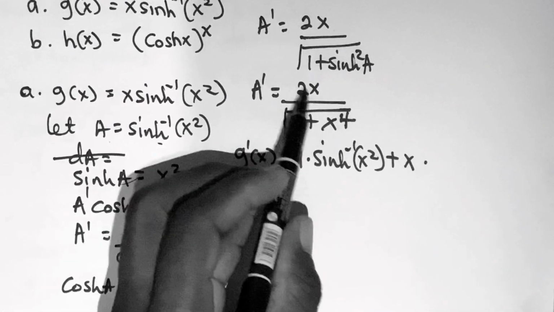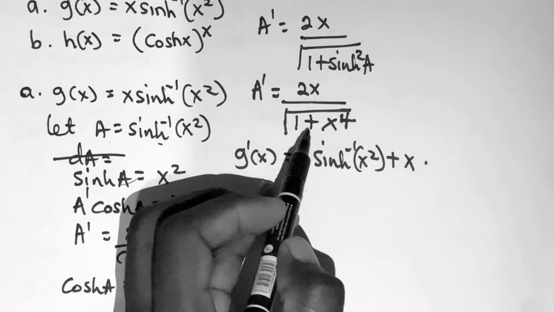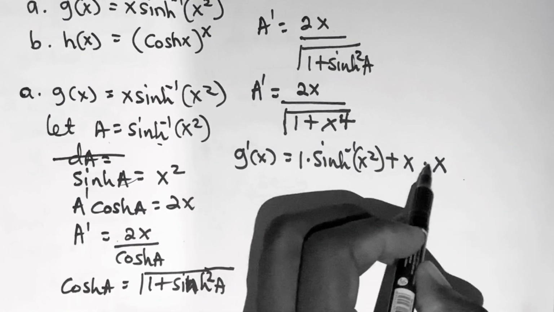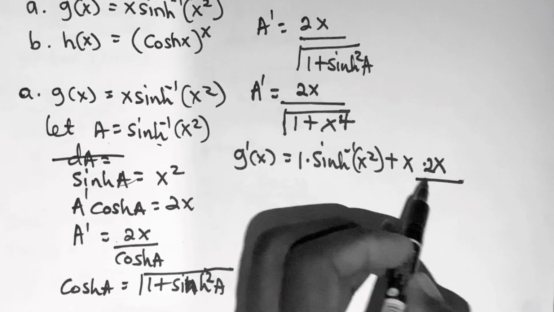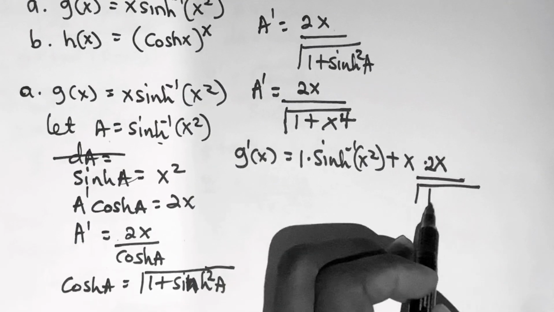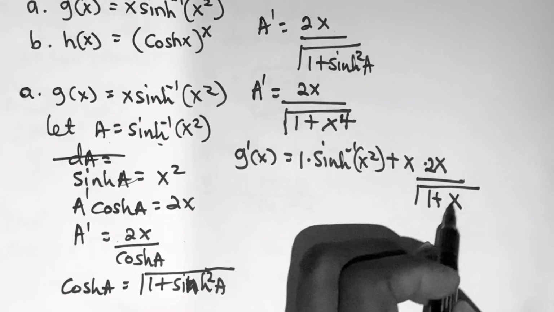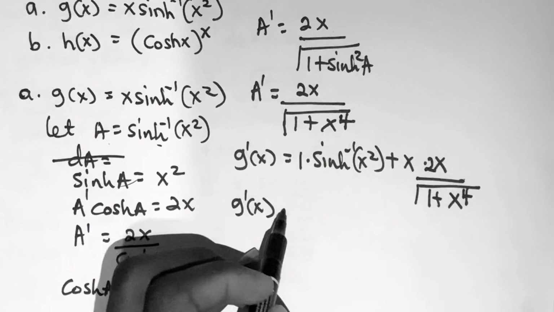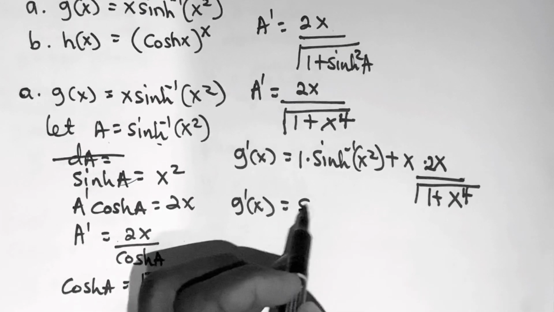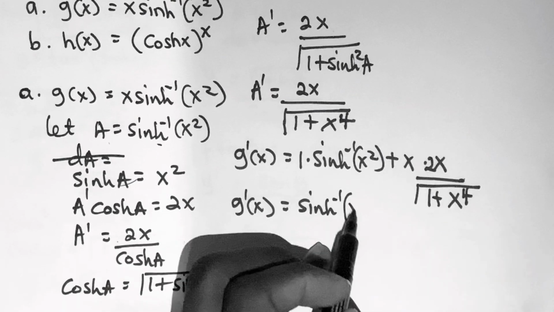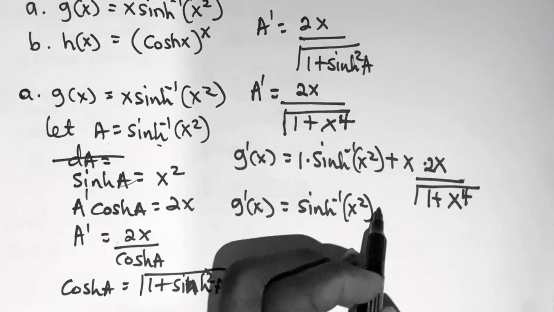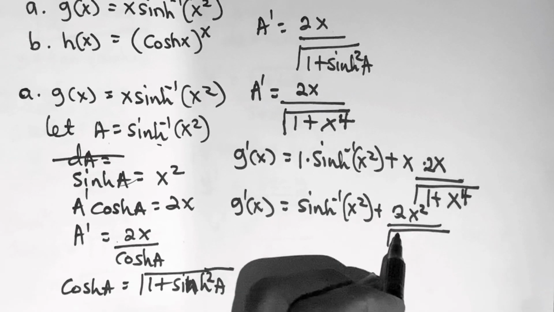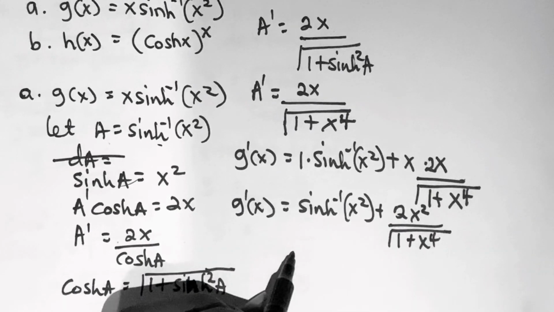So a prime is 2x over square root of 1 plus x exponent 4. So here's x, 2x, so times 2x divided by square root of 1 plus x exponent 4. So g prime of x is equal to hyperbolic sine inverse of x squared, then plus 2x squared divided by square root of 1 plus x exponent 4.